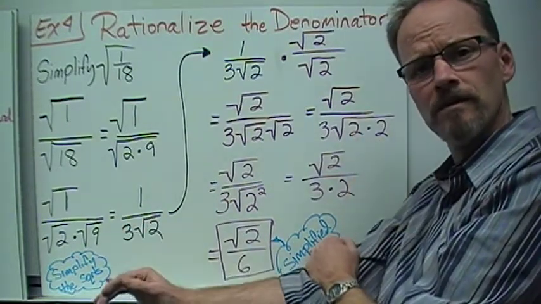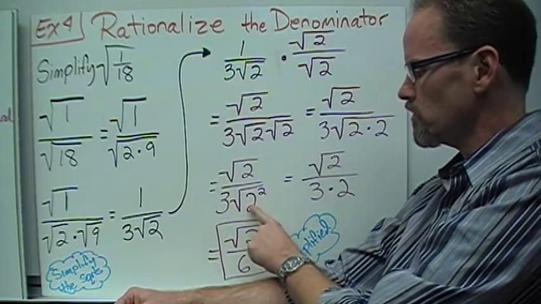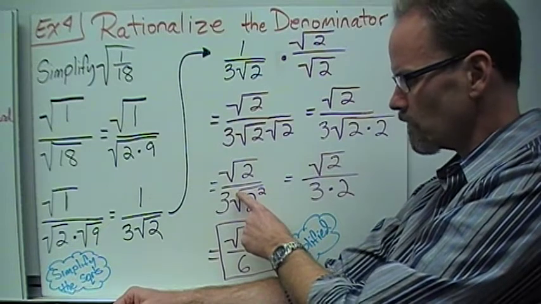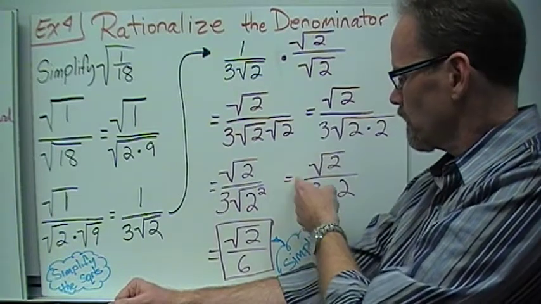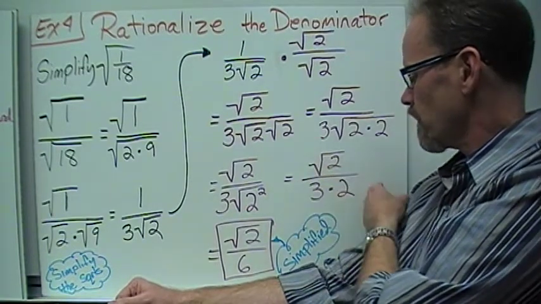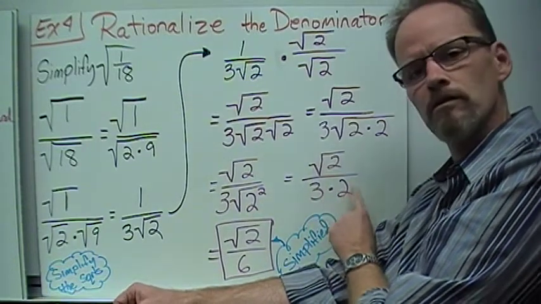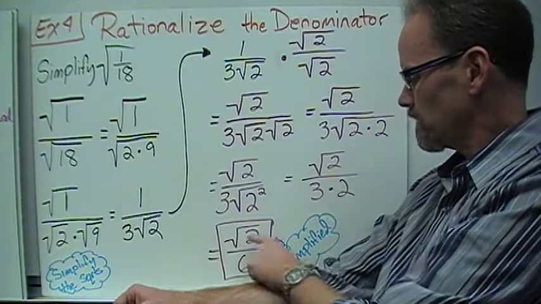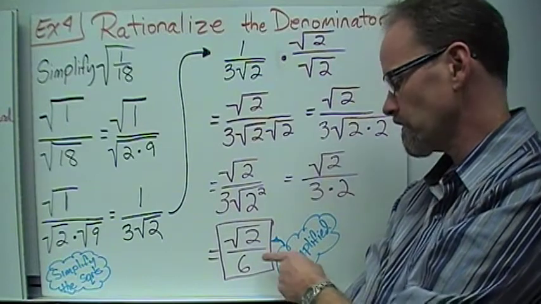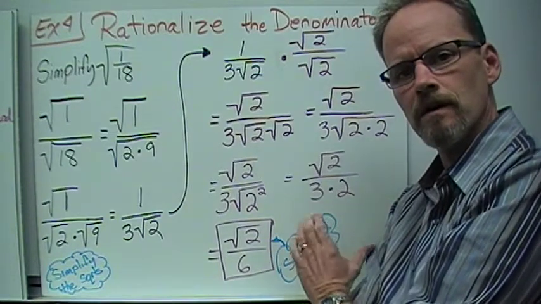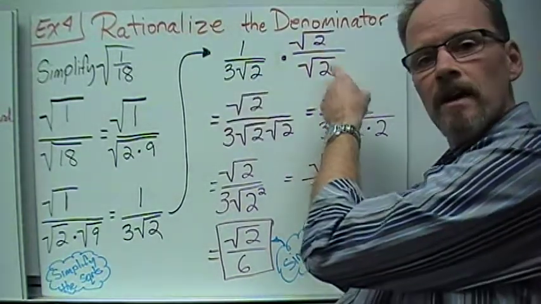I know 2 times 2 is the same thing as 2 squared. So 3 square root of 2 squared, because that square root and that square sign right there, they're going to cancel out. Equals the square root sign here divided by, they're going to cancel out and leave me with 2, so it turns into 3 times 2. Really nice. This comes down here, and my final answer is the square root of 2 divided by 6. That's the simplified answer for this problem. Rationalize the denominator. Right here is where it starts.